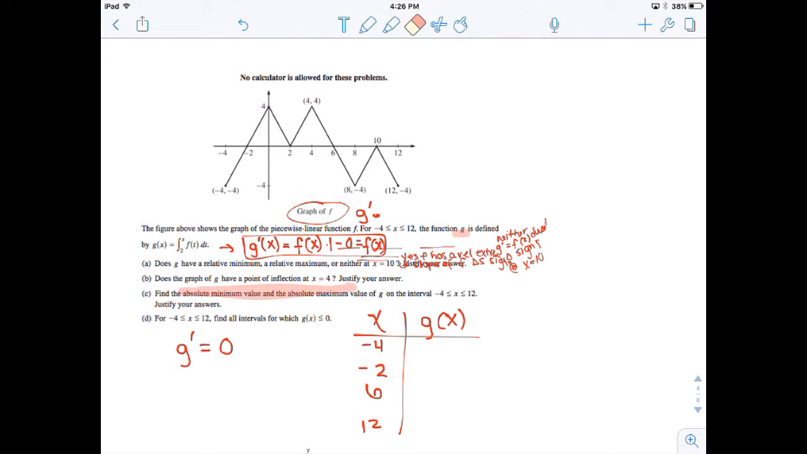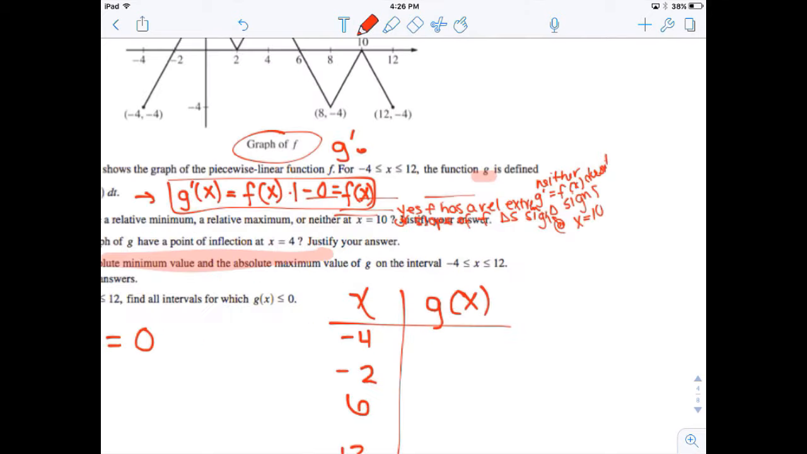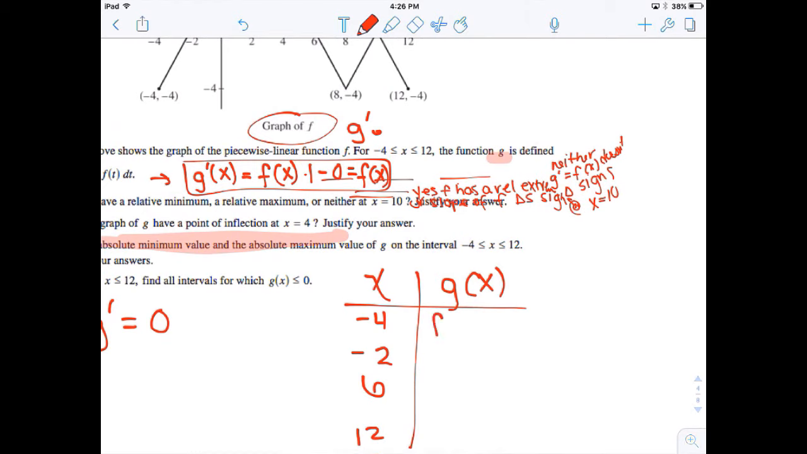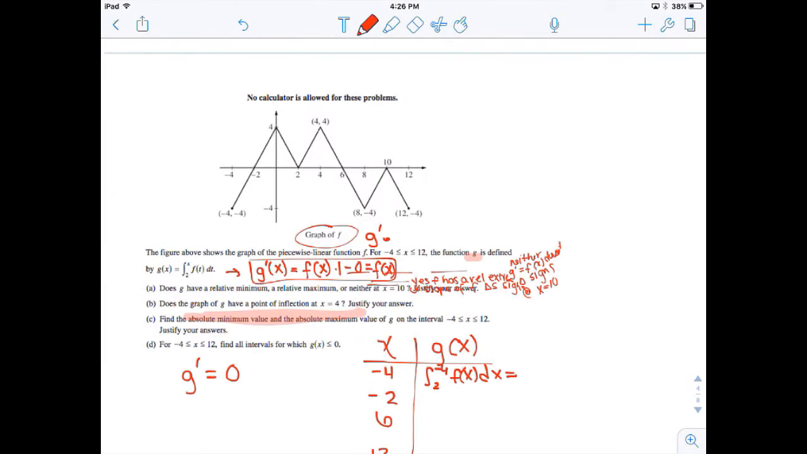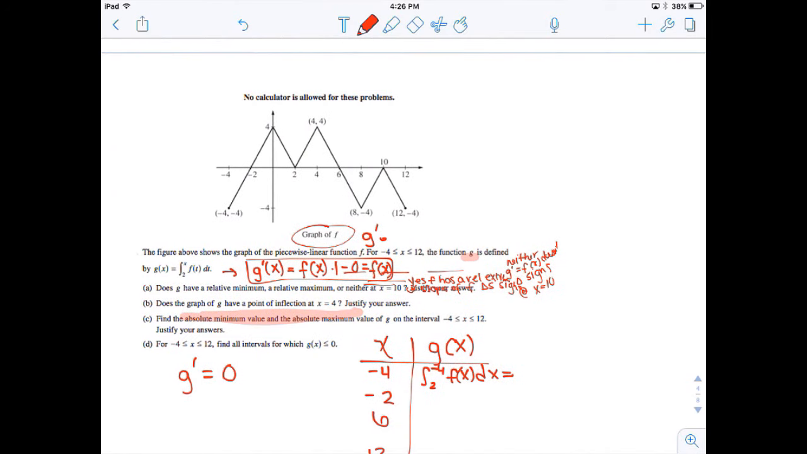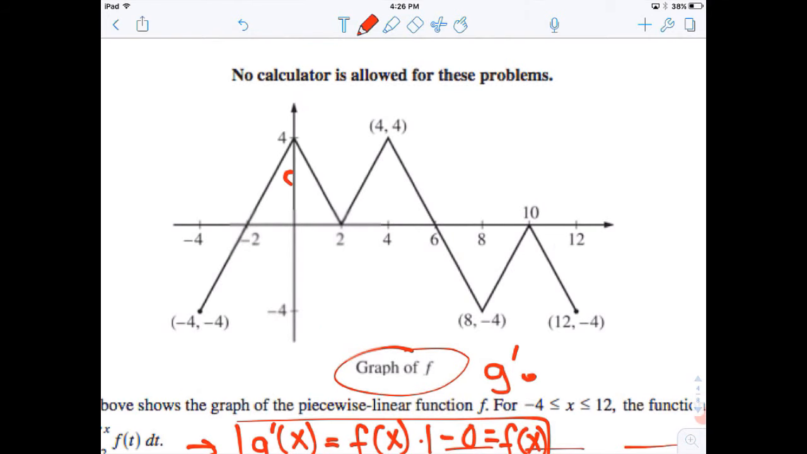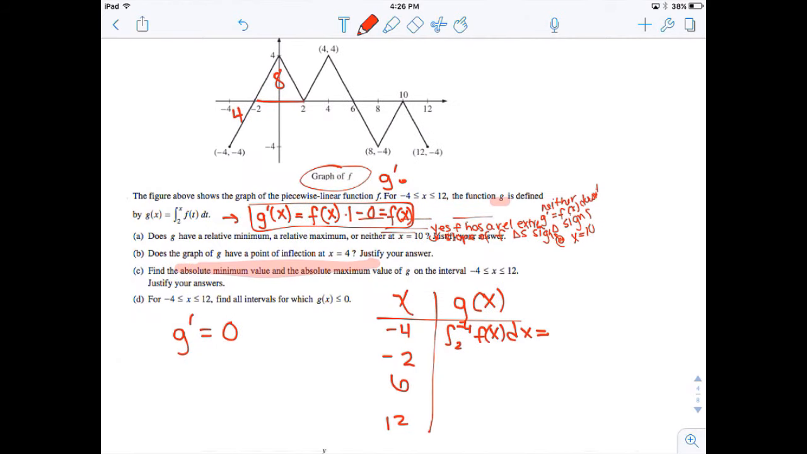Remember here that g is the integral from 2 to x. So I'm going to find the integral from 2 to negative 4 of f. And let's see what that is. So going from 2 to negative 4, I've got this whole area. And that is 1/2 of 4 times 4, so that's 8. I've got this area, which is negative 4. And actually, we're going backwards, so I would do negative 8 plus 4. So that is negative 4.